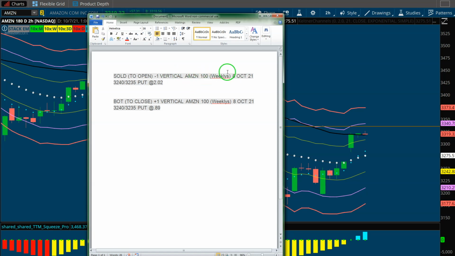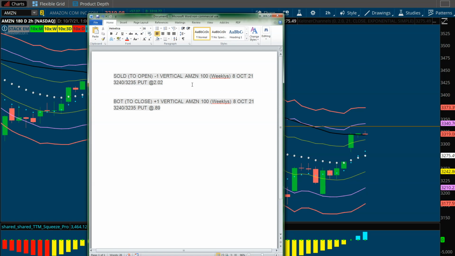Now there's your expiration date, there's your strike selection, and you can see that obviously it's a put credit spread. 32.40, 32.35 put. And on these trade alerts, the first option is always going to be the short option in a put credit spread. So if it was a call credit spread, it might be 32.40, 32.50. The first option is always going to be the short strike. So there's an entry order for a put credit spread.